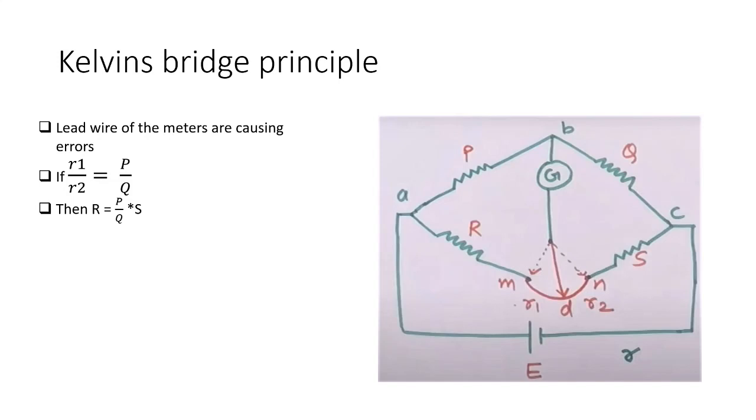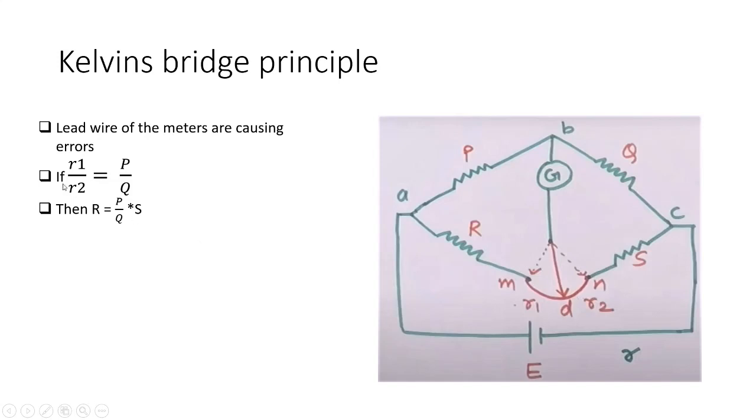So here we could see the terminal M and N in the figure. So this is a wire connected between M and N. Now using a jockey and a wire, you are connecting the galvanometer onto the wire. So when we move the jockey in between the terminal M and N, the resistance R1 and R2 are formed in between the point MD and DN respectively.